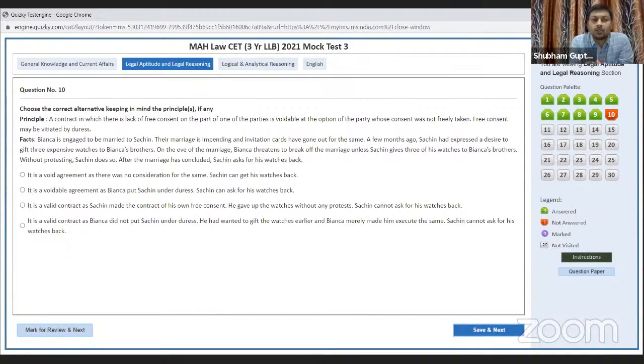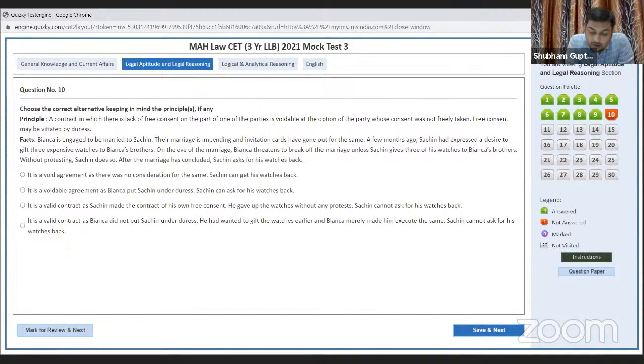What I understand is that free consent can be changed by pressure. So Bianika is engaged to be married to Sachin. The marriage is impending and invitation cards have gone out for the same. A few months ago, Sachin had expressed a desire to gift 3 expensive watches to Benika's brothers. On the eve of the marriage, Benika threatened to break off the marriage unless Sachin gives 3 of his watches to Benika's brother. Without protesting, Sachin does so.